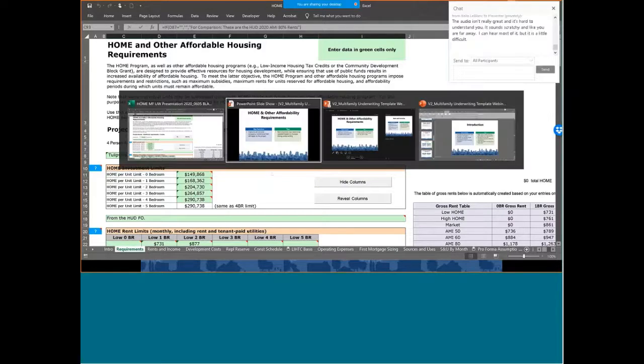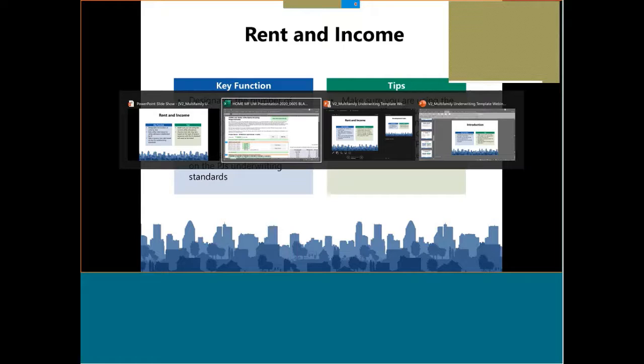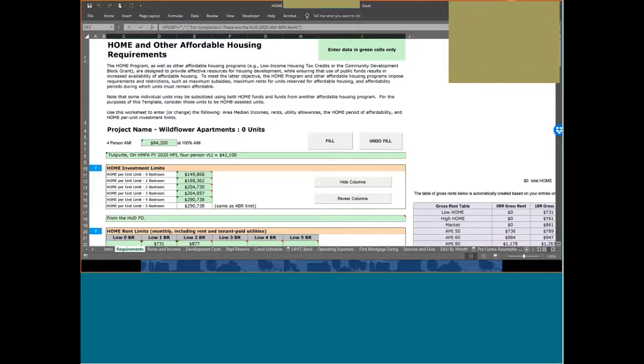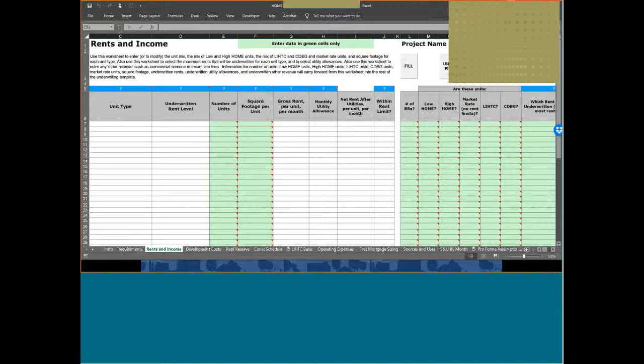So the next worksheet that we would naturally go to in our progression is the rents and income. And this is where we get into property-specific information, like the number of units by size, what the utility rates are that are being used for underwriting, and vacancy loss. So let's go there and do that. As I said before, the prior one was general. Now we're into specific. And at the specific, you want to input specific information about the proposed unit mix and the rent limits that are going to apply to each configuration.